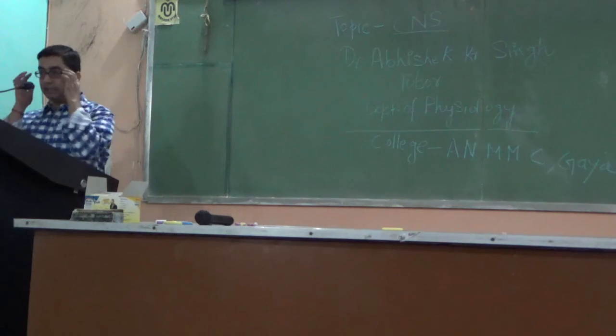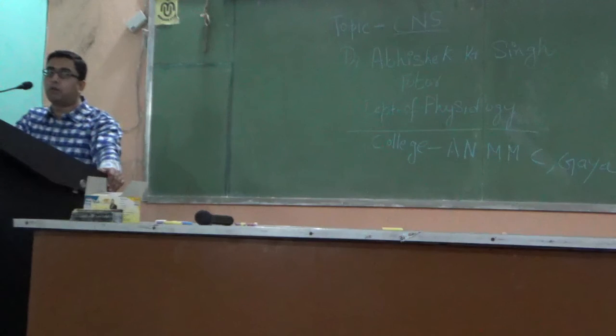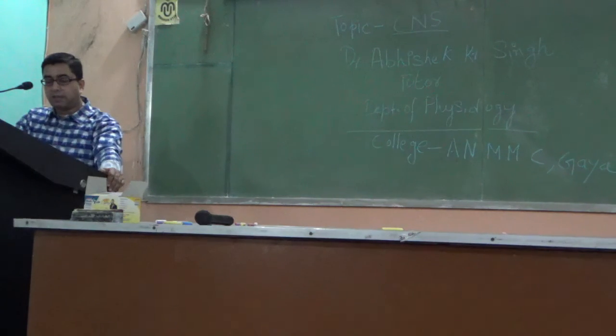Then we are going to talk about the second type of cells present in the central nervous system, and they are called neurons. Neurons are basically the functional unit of the central nervous system, and their structure includes a cell body called soma, dendrites and axons. The soma includes the nucleus and the cytoplasm. Soma means the cell body.